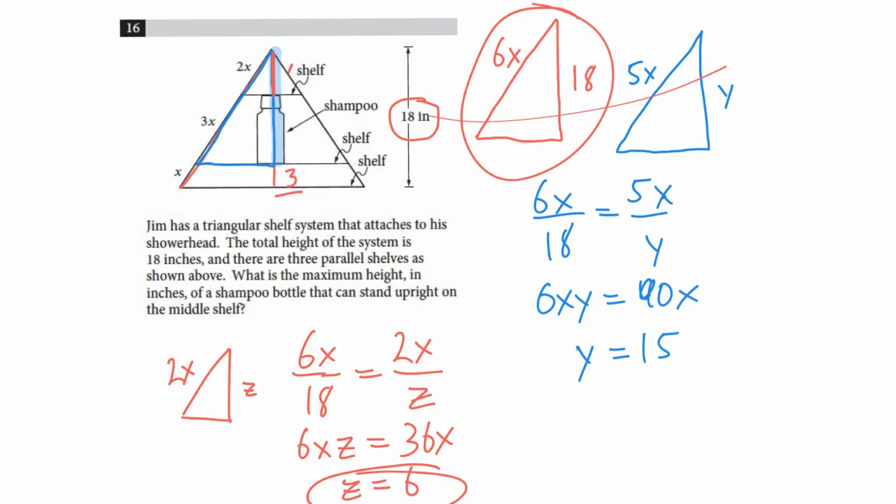So I know the top is 6, I know the bottom is 3. Well, I know that the total height is 18, so subtract 9 from 18, the max height for the bottle must be 9.